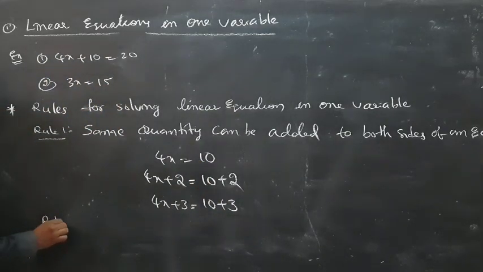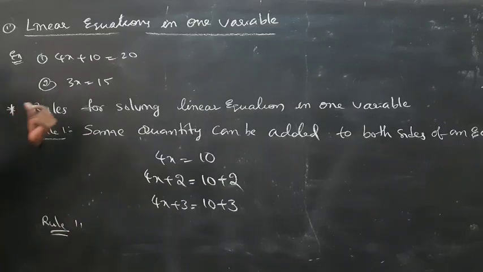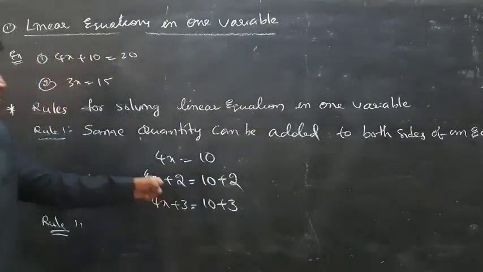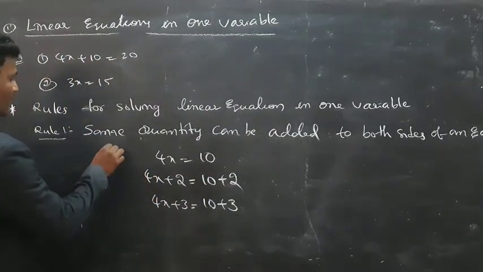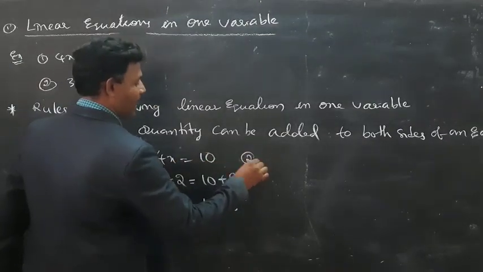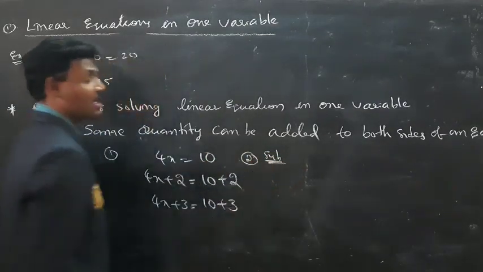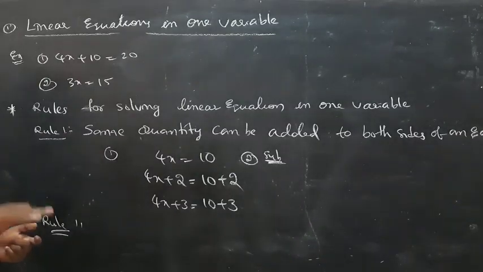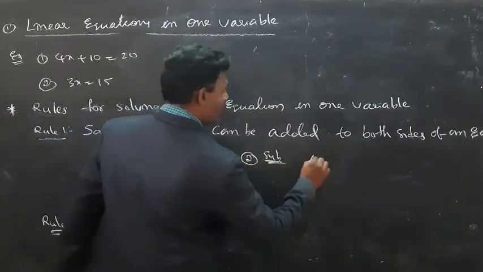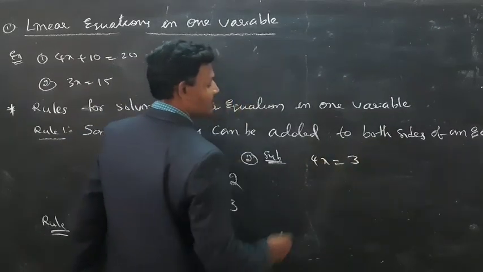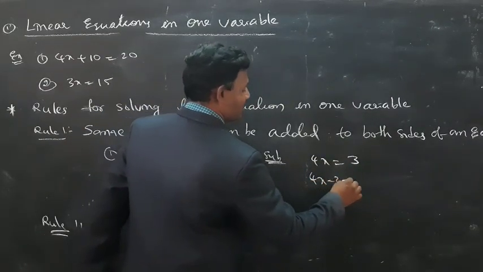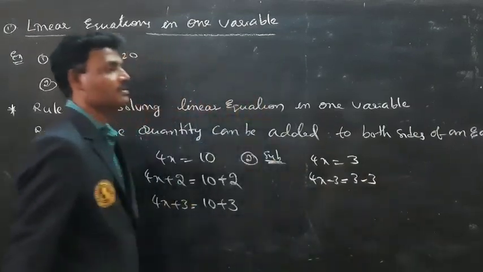Next, rule 2. What is rule 2? The same quantity can be subtracted. Now what did I explain? Second one, subtraction. It means the same quantity you can add to both sides or you can subtract from both sides. For example, 4x is equal to 3. If I subtract 3, you have to subtract from both sides.